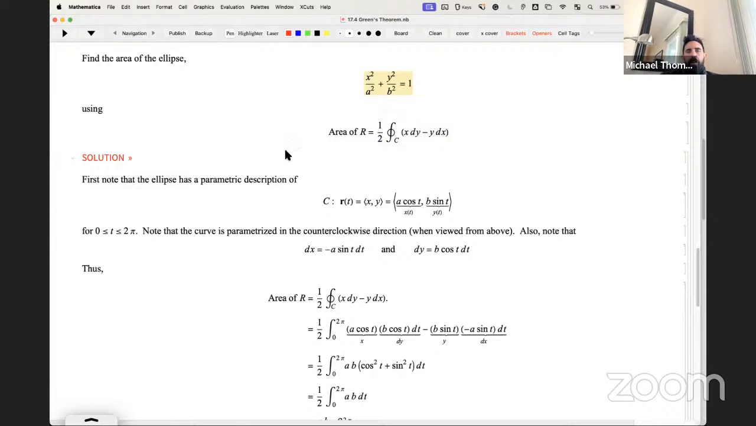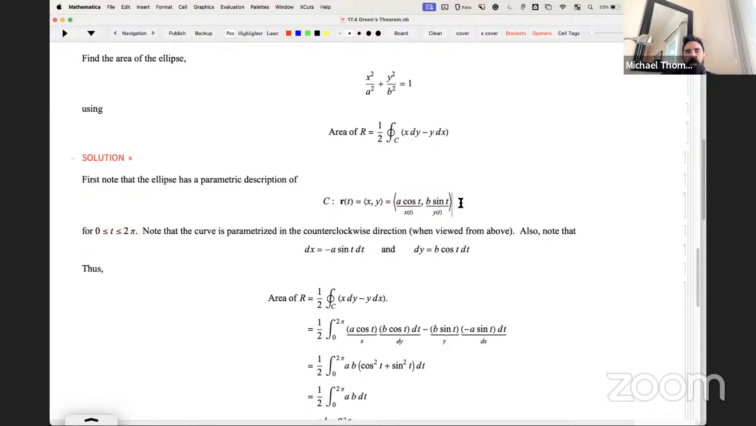So how do we parameterize a curve? Well, if it was a circle, it would just be cosine t, sine t, right? But the fact that it's stretched in the x direction by a factor of a and the y direction by a factor of b, creating this ellipse, means you just put an a in front of the first component and a b in front of the second component. And then we let t range from 0 to 2 pi.